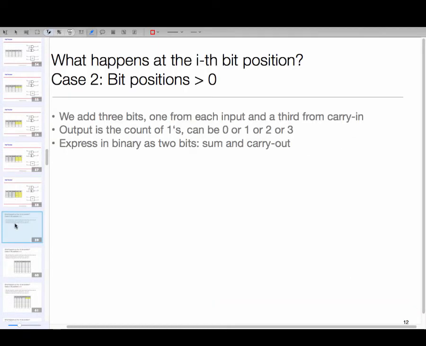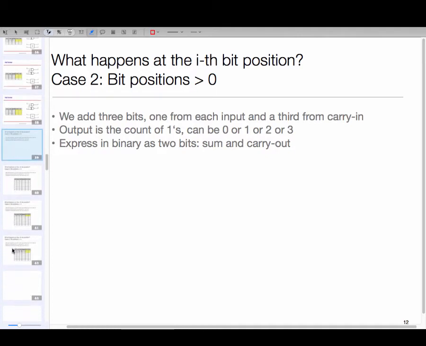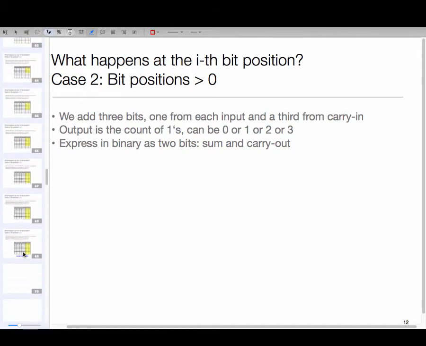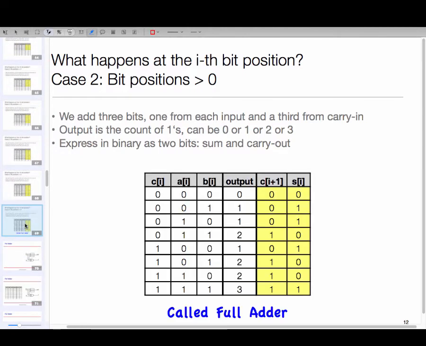Okay. Now, what happens in the higher bit position? In the higher bit position, not only do I have the A and B bit, but I also have a carry coming in. So I'm adding 3 1-bit numbers. In that particular case, my truth table will look something like this. I will take 0, 0, 0. So I have a carry in of 0. A and B are both 0. In that case, my output is going to be numeric value 0, which you can think of as a sum of 0 and carry out of 0.